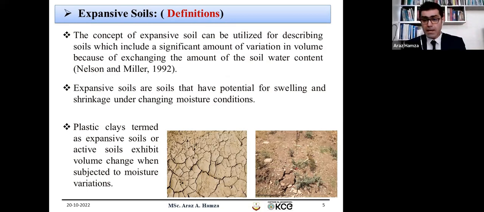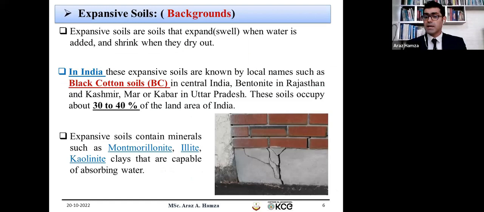Now, we can simply understand or redefine it in a very simple shape: expansive soils are soils that expand. It means they swell when water is added and shrink when they dry out. It means there is a large amount of volume change due to water. If there is water, it expands, and if there is no water, it shrinks. That's the definition of expansive soil.